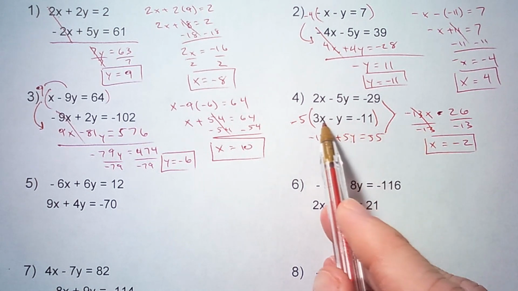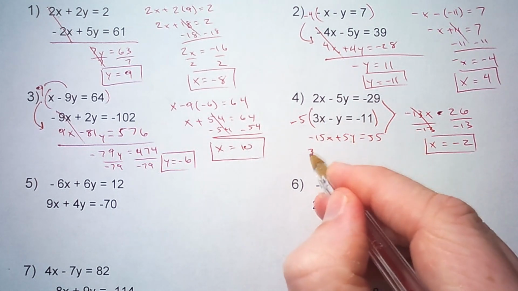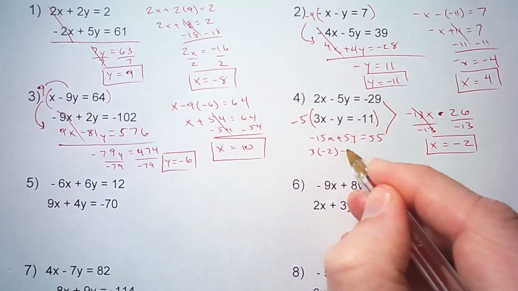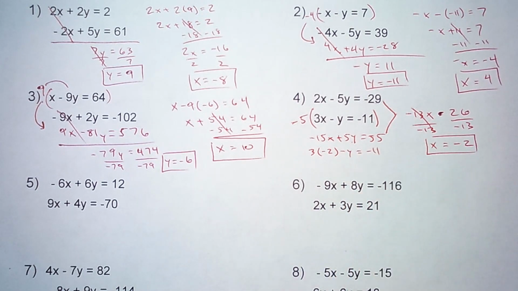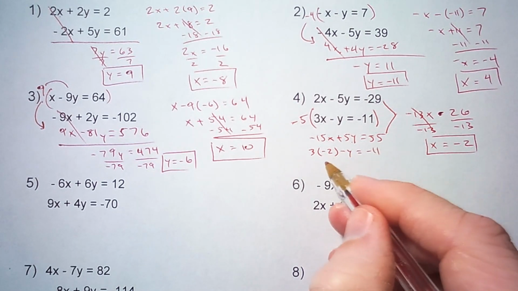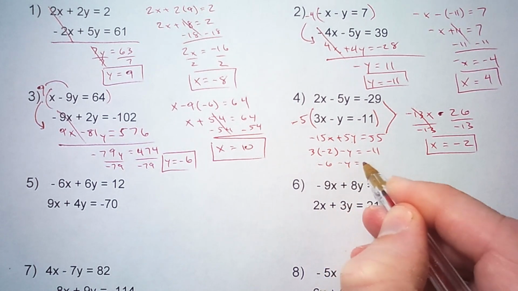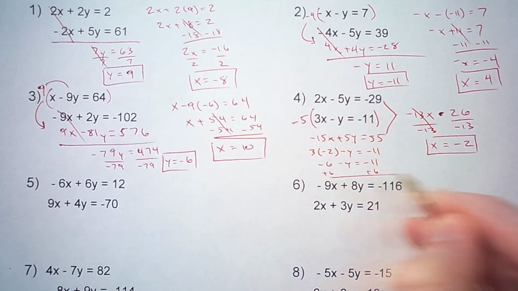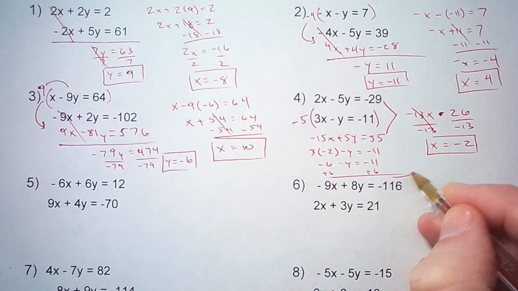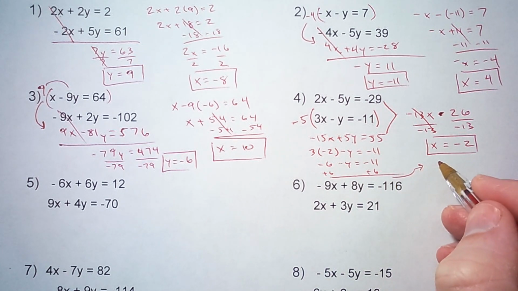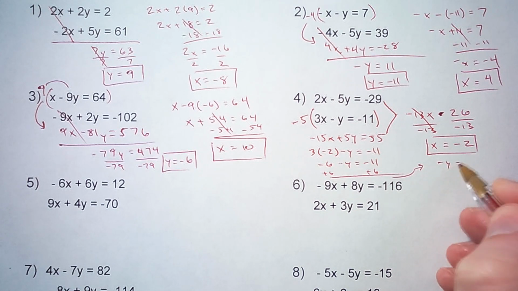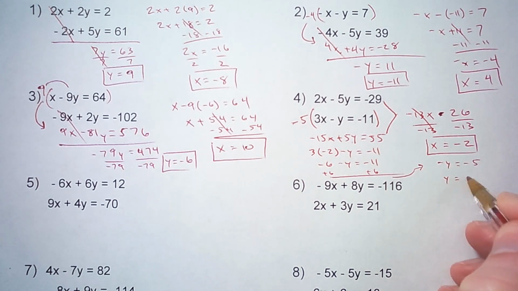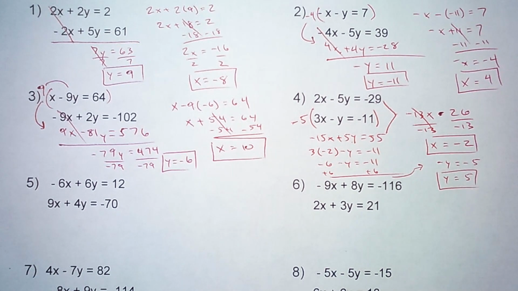And let's substitute that into the bottom one here. So I have 3 times -2 minus y equals -11. So that's -6 minus y equals -11. And I can add 6, and I'll have to move that over here. So I get -y equals -5, which means positive y equals +5.